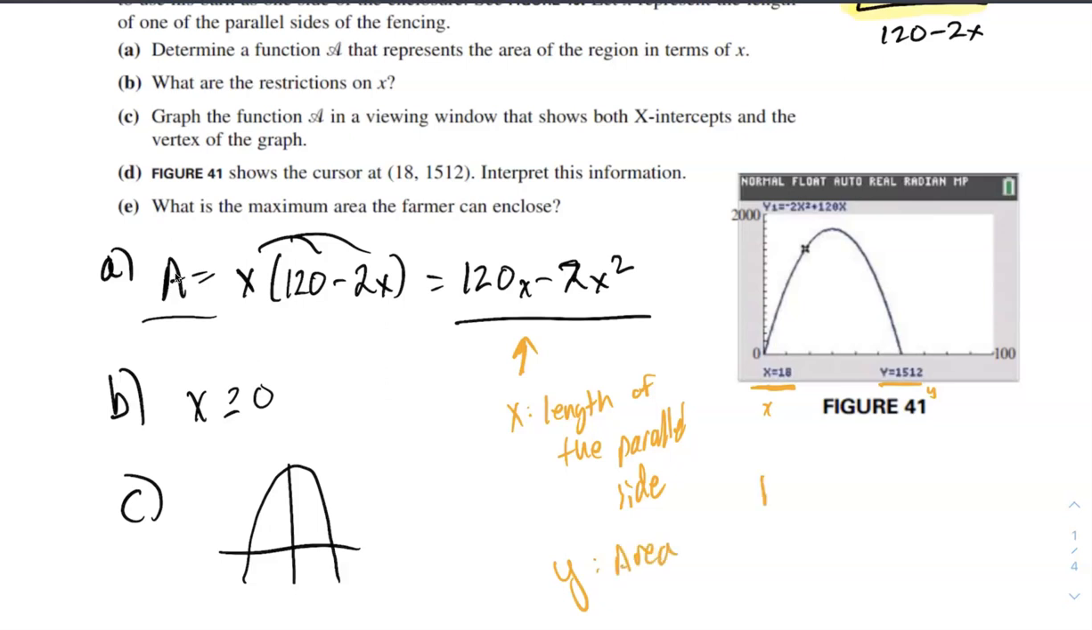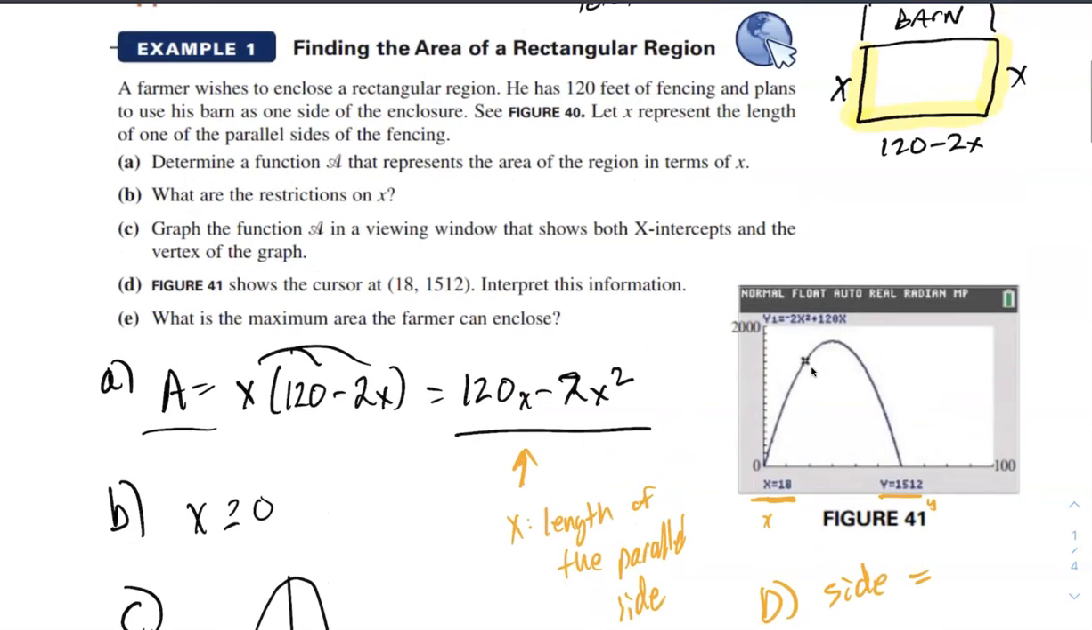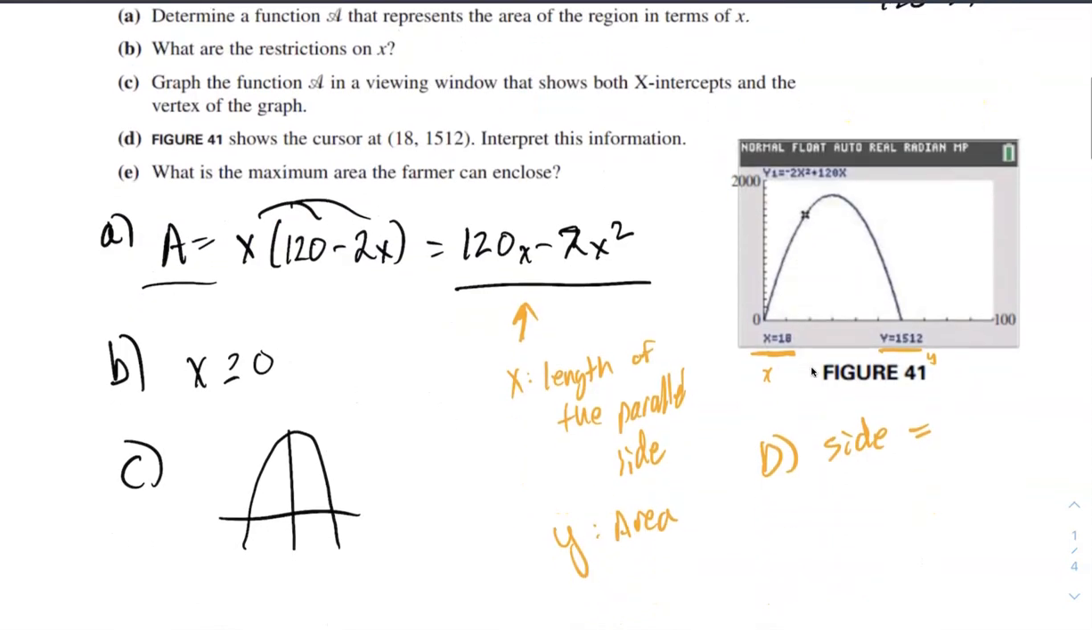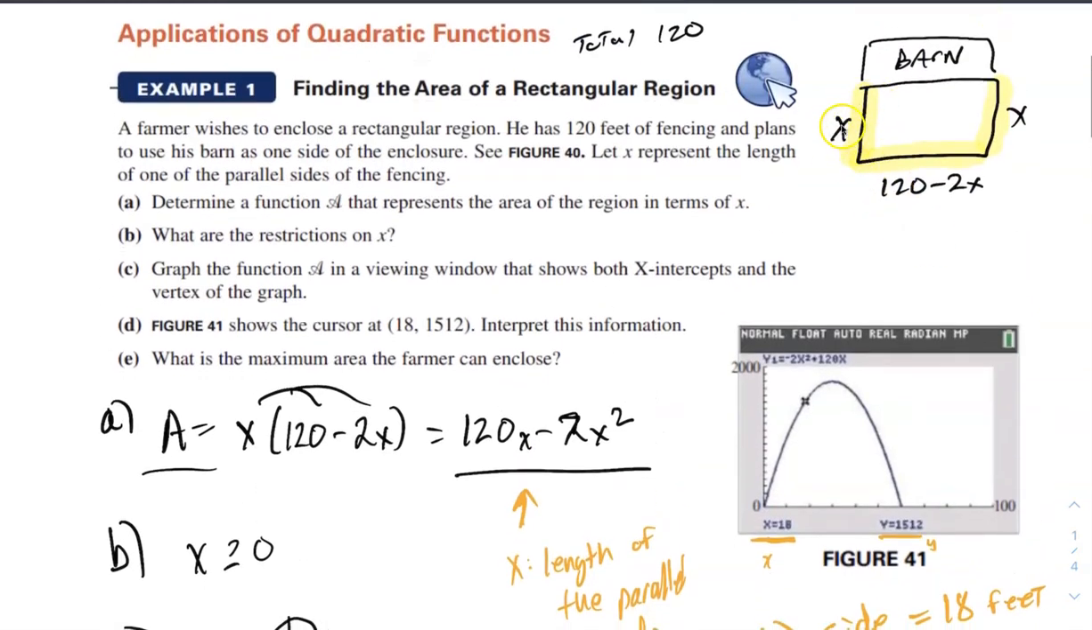So for part D, this is saying when my side length is 18, what are we doing, meters? Feet. 18 feet. The area is 1,512 feet squared. So that's what that point tells us. If we decide to go with a side length of 18 here, our total area would be 1,512.